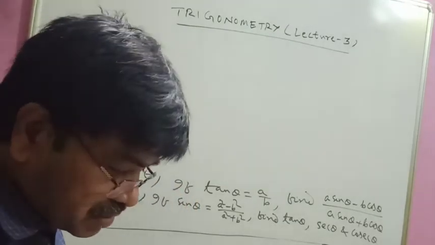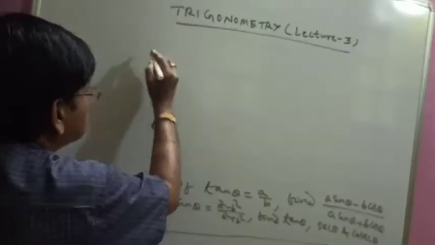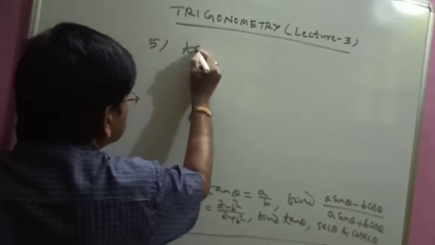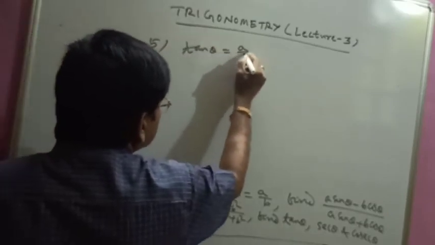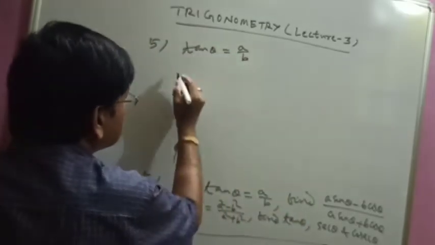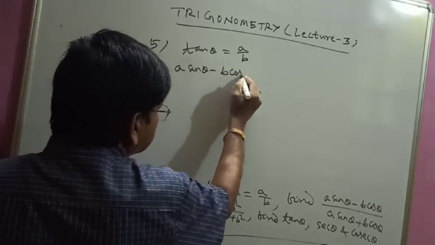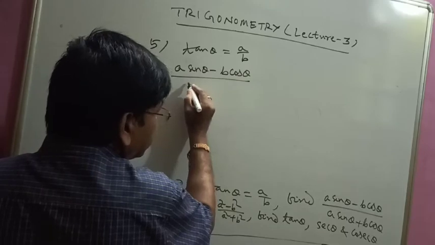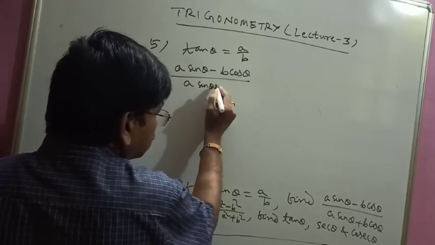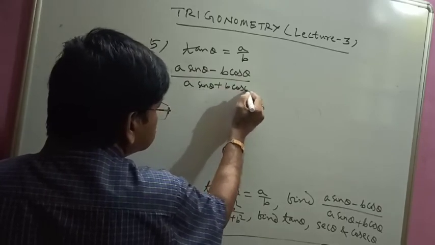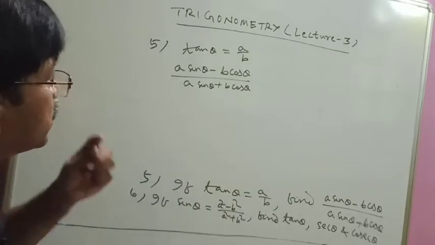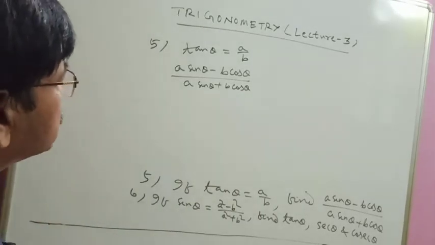What is question 5? The question 5 is: tan theta is equal to a by b. This is given, and we are interested to find a sin theta minus b cos theta divided by a sin theta plus b cos theta. This question we can solve by 2 methods.